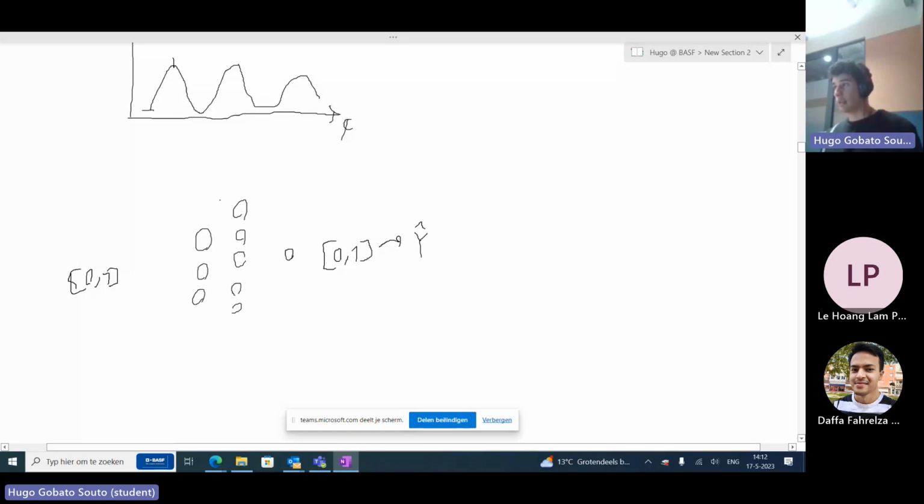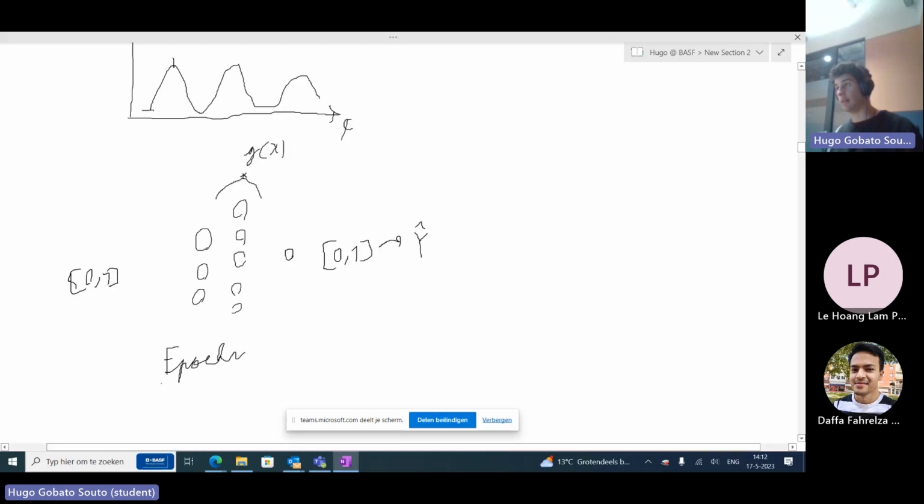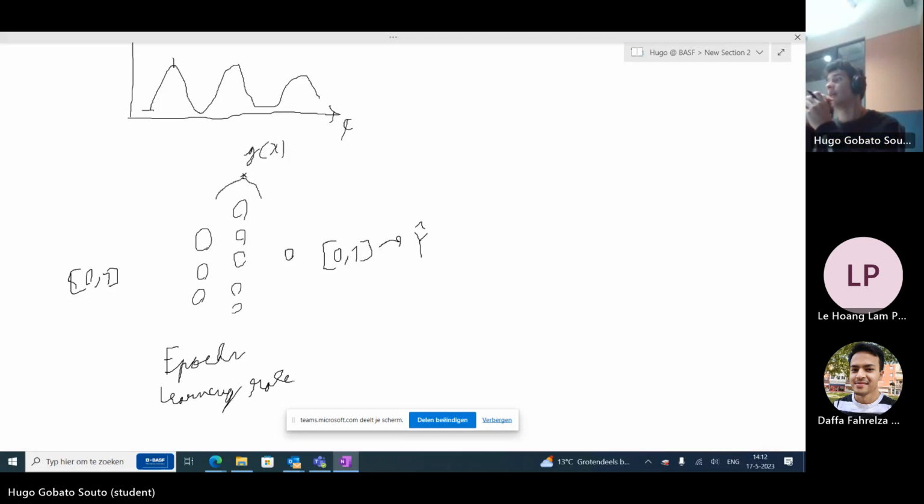And then also between the layers, we have the activation functions. Let's just call it g of x, but you can call it whatever you want. It's just an activation function, and this will help us to learn nonlinear patterns. And then you have the number of epochs, which is the number of times that you're gonna train your data, and the learning rate, which is the size of the steps that you're gonna take towards B. They are related to each other, but they are not the same.